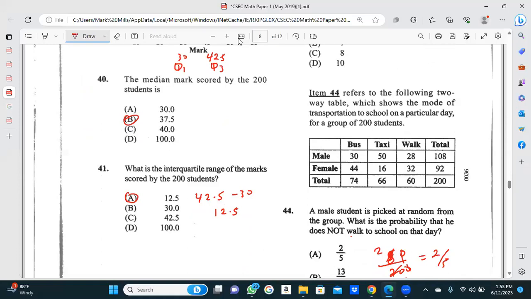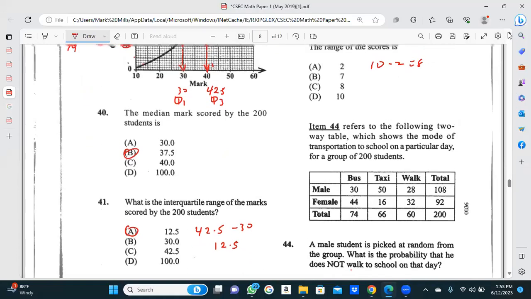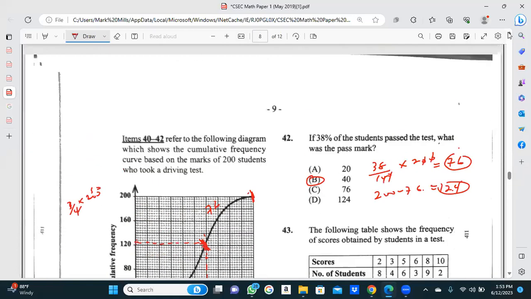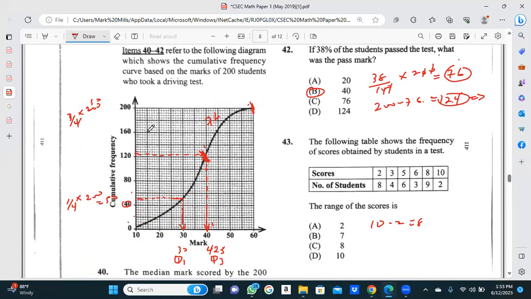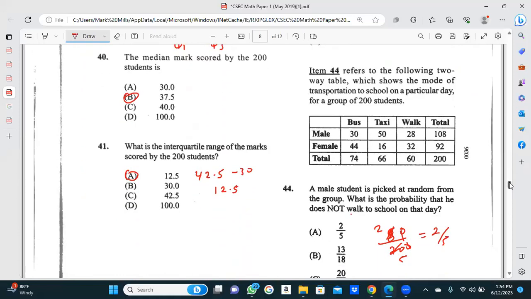Sir, can I scroll up to 42 real quick? 42 again? Yes, sir, I just want to see it. Now remember, go to 124 as the benchmark, and then you go down and you get 40. So remember that we went to 124, we came here and went down, you get a 40 for 42. All right? Yes, sir.